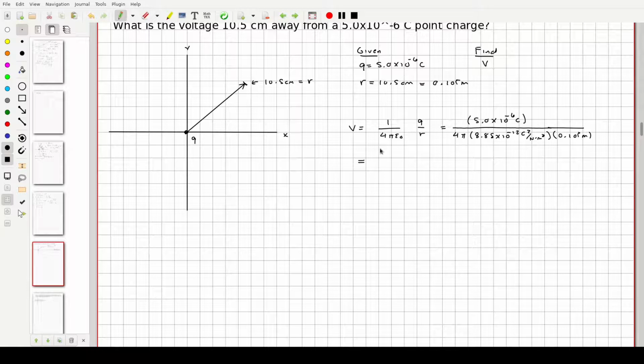So 5 times 10 to the minus 6 divided by 4 times pi times 8.85 times 10 to the minus 12th times 0.105. And so what I get here is that at this point in space is, if I keep the sig figs, 4.3 times 10 to the 5th volts.